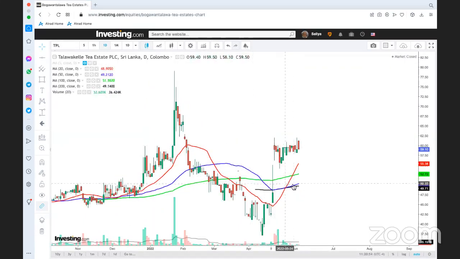Right. Talawakale also has gone above all 4 moving averages, and is now testing a strong resistance area. It needs to break out above in order to move to higher prices. Since Talawakale also has broken out, we will be looking at that.